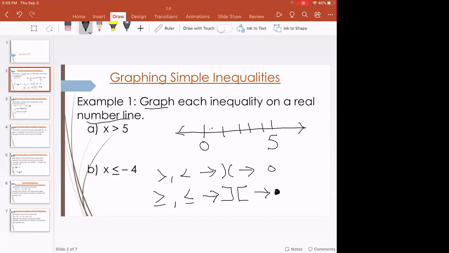So I'm starting at 5. I want greater than 5, so I go towards the positive end, and I put my parenthesis because it's not equal.